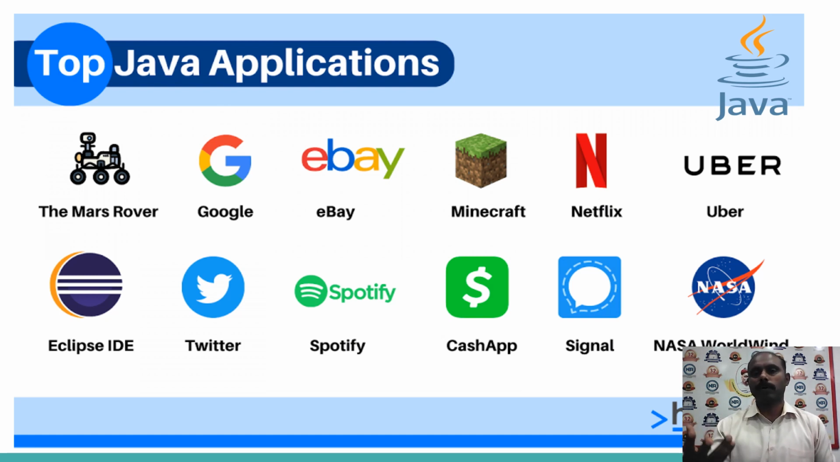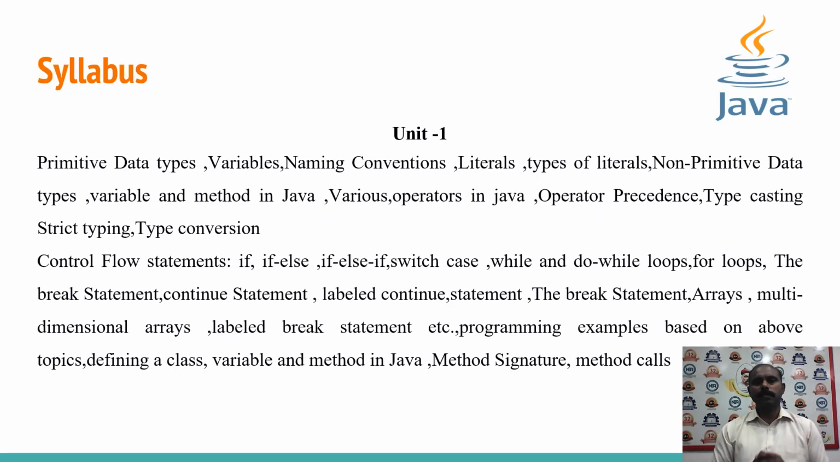Cash App is used for transactions or cash-related transactions. If you want to do that, you can use this Cash App. Signal and NASA are some of the organizations, or you can say applications, which are created in Java and which are used in Java. Okay. Next, these are the syllabus contents.